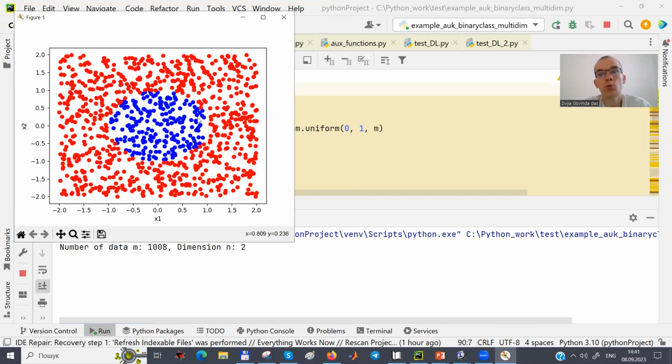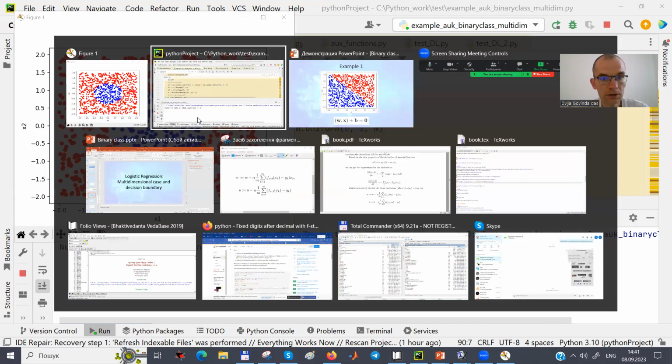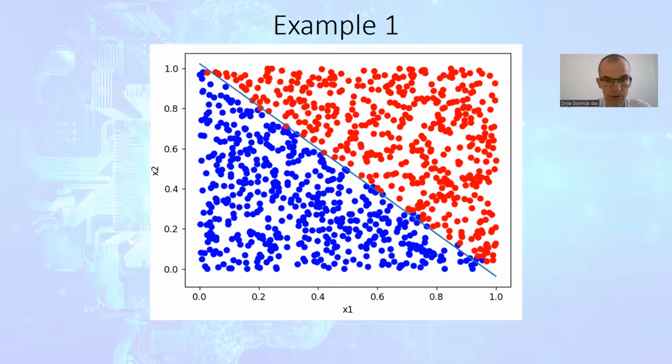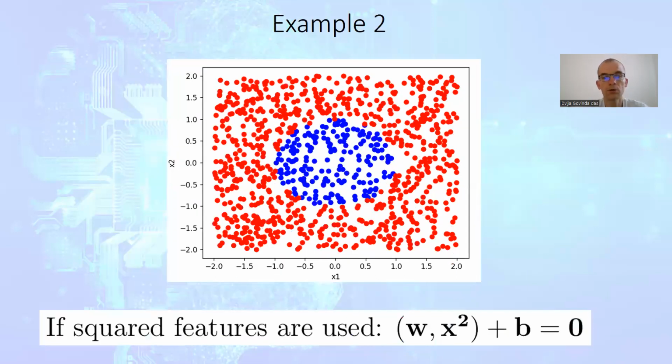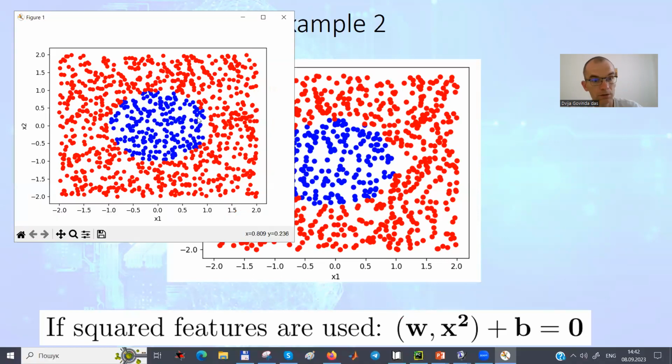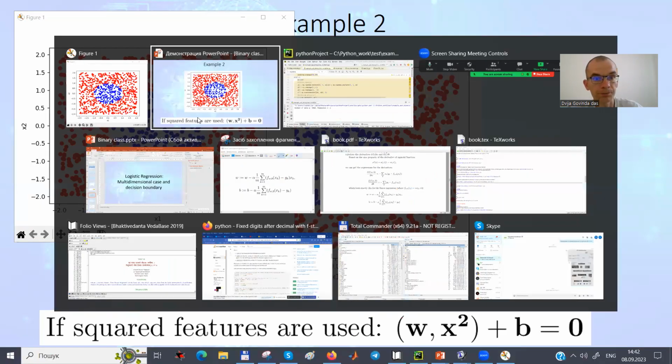We will use squared features, x1 and x2 as squared features. And I will show it for this example here. So if we use squared features, the corresponding equation for the decision boundary will be as follows. Scalar product of vector w and the vector of squared features plus bias b equals 0. So let's look at how we proceed in this case.